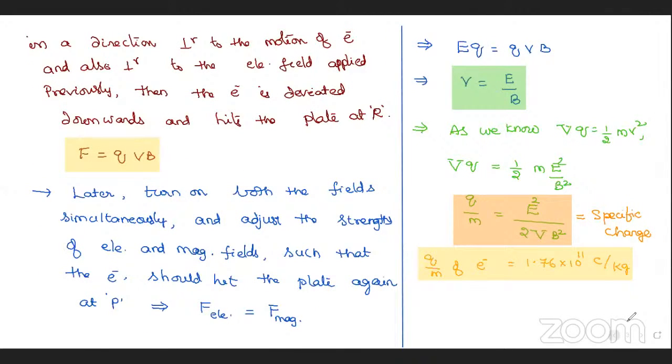Yes, sir. Sir, in this experiment, suppose we consider mg also acting downwards with QVB. Why can we neglect that mass, mg? Tomorrow I will explain. Yeah, I will explain that tomorrow.